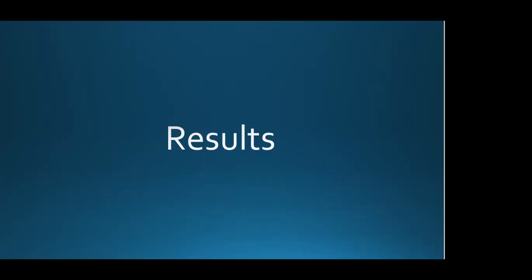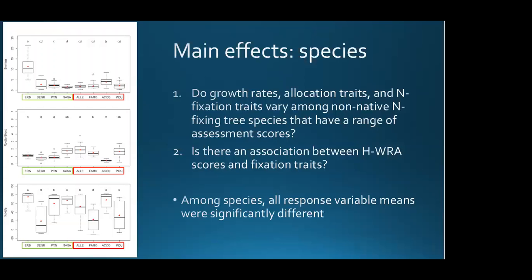Moving forward onto the results. My first question asked if growth rates, represented by biomass up here on top, allocation traits, represented by root to shoot ratio here in the middle, and nitrogen fixation traits, represented by percent NDFA on the bottom, vary among species with a range of assessment scores.